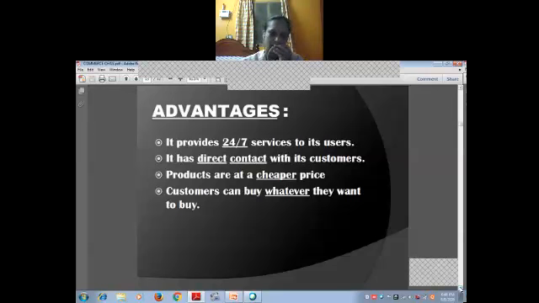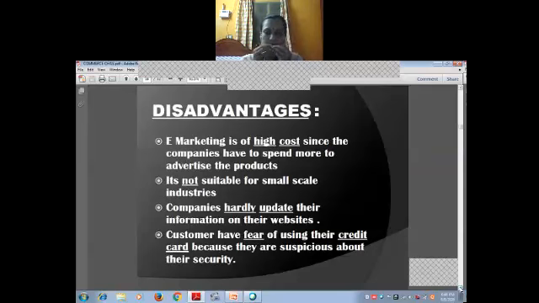Products are at a cheaper price. So easily you can get so many varieties, you can see and then you can choose your variety. Customers can buy whatever they want to buy. So whatever you want, you can buy. Isn't it? So many companies will be there. All the companies they are selling. So you can easily get your products. Isn't it? So many disadvantages also there.